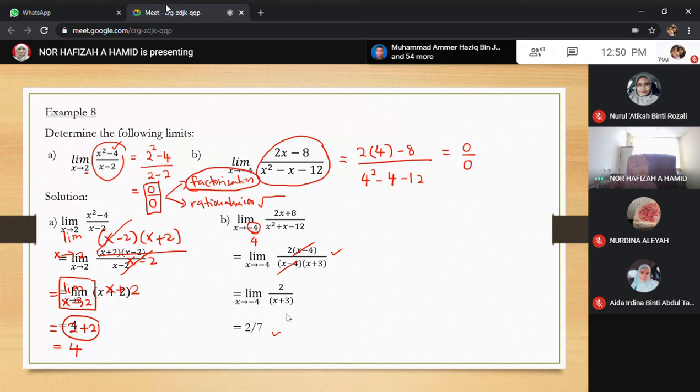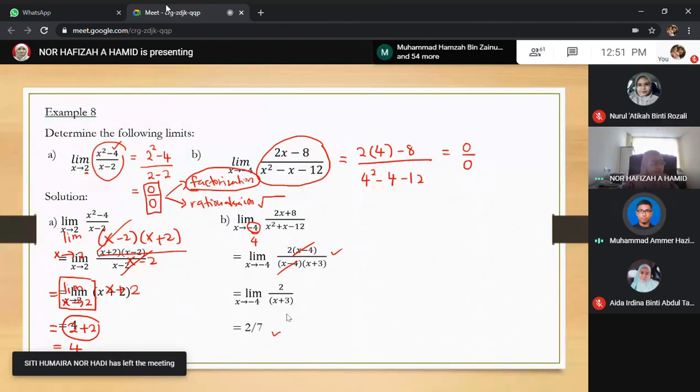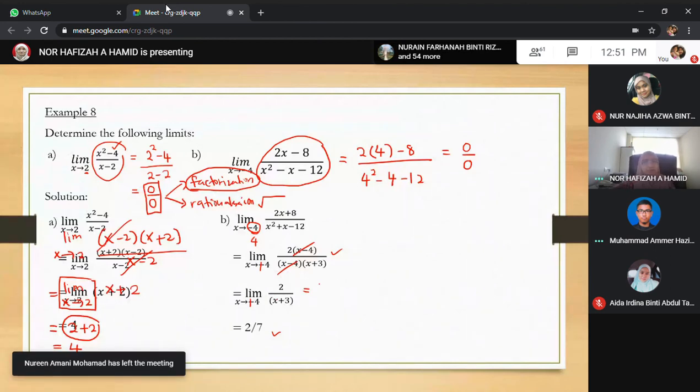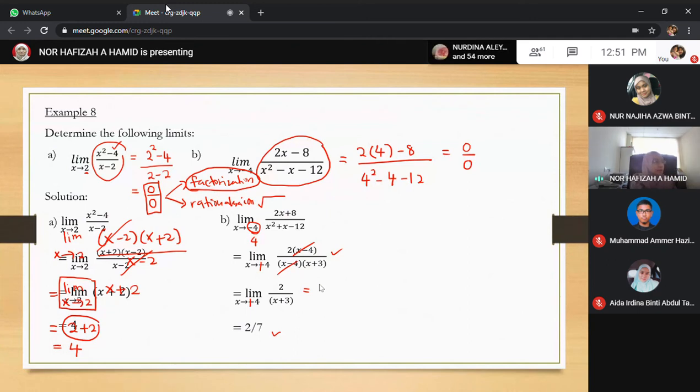Next. Madam. Yeah. Jawapan 2 over x plus 3 tu bukan jadi negatif 2? Yang mana? Yang ni, example 8 ke? Example B. 8 yang A ke B? B. Yang B, yang ni 4 dia bukan negatif 4 ni. Dia positif 4. Oh, okay. Positif 4. So you punya notes sudah betul. Saya punya slide ni silap. So dia positif 4, so you akan dapat 2 over 7. Okay, madam. Okay. So yang ini for example 8. Ada lagi tak soalan?